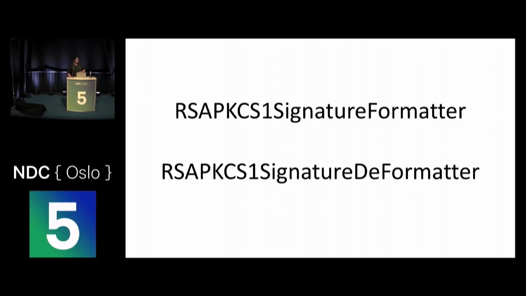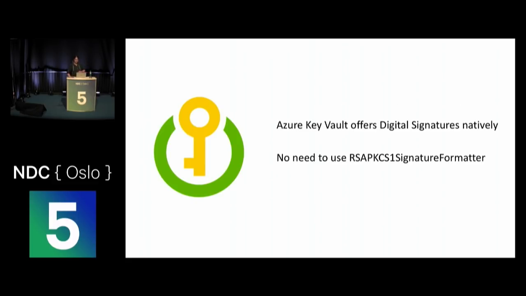Now, normally, if you're doing this in .NET with our Azure Key Vault, these are the 2 classes that you'd want to use. So we've got RSA PKCS1 signature formatter and RSA PKCS1 signature deformatter. Brilliant pieces of API naming there. But those are the 2 classes we typically use. But using Azure Key Vault, it does digital signatures by default for us. So we don't need to use those classes. So let's have a look at that.